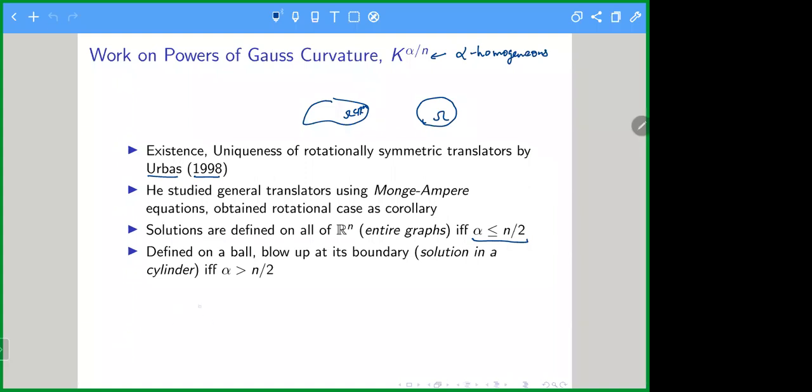So for alpha less than or equal to n over 2, you have what we refer to as entire solutions. They are defined on the entire plane and also sweep out the entire ambient space. And for alpha bigger than n over 2, you have these solutions sitting inside some finite cylinder of finite radius.